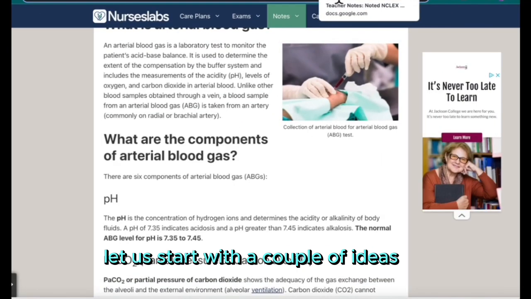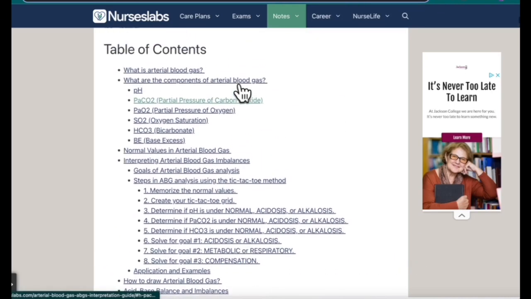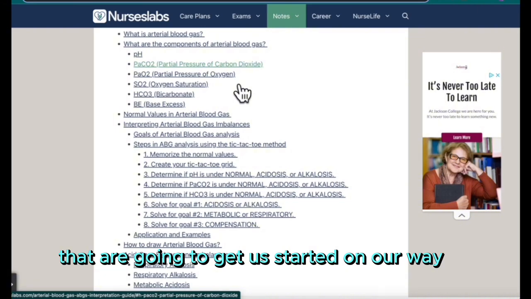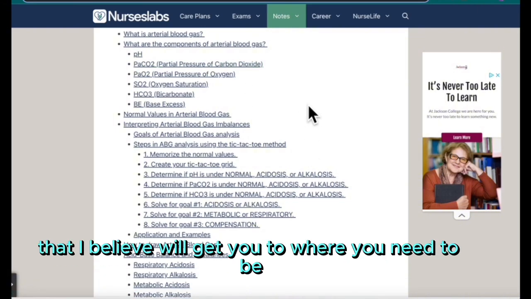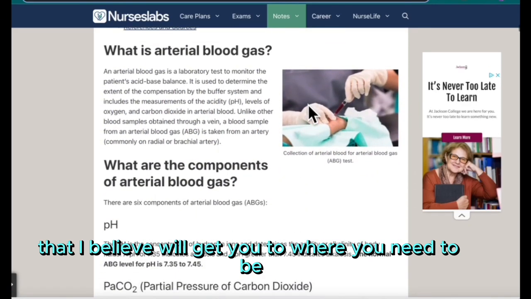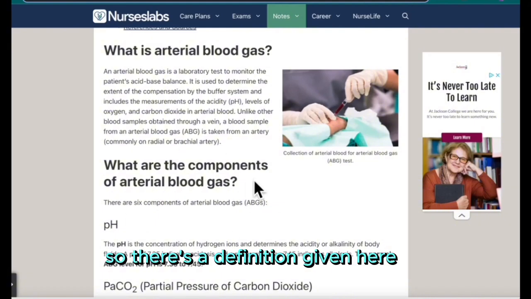Let us start with a couple of ideas. Right, we just have to stabilize a little bit here. Let's start with a couple of definitions that are going to get us started on our way. And then we're going to go through a process that I believe will get you to where you need to be on these questions every time. Okay, so what is arterial blood gas? There's a definition given here.